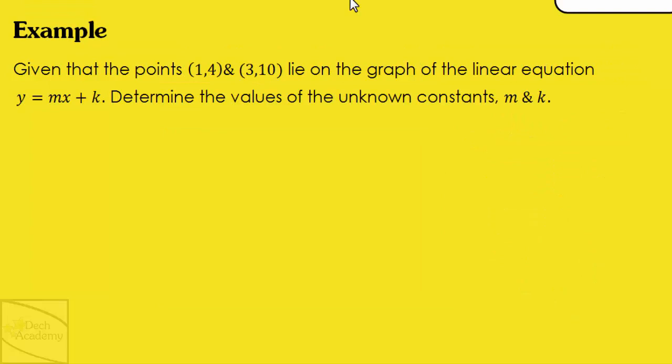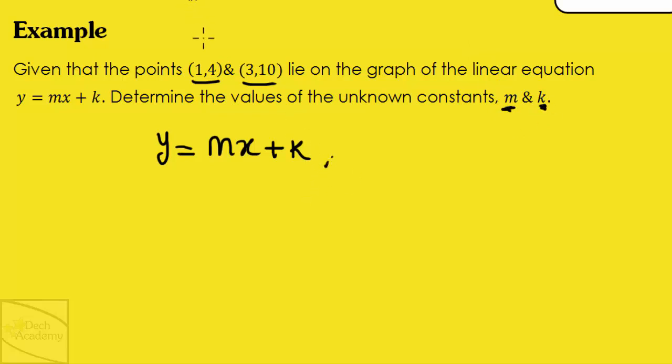It says, given that the points, the coordinates (1, 4) and (3, 10), lie on the graph of the linear equation y equals mx plus k, determine the values of the unknown constants m and k. So I have a linear equation. Now, m and k are constants. They are some numbers we don't know. So we need to find the numerical value of m and the numerical value of k.